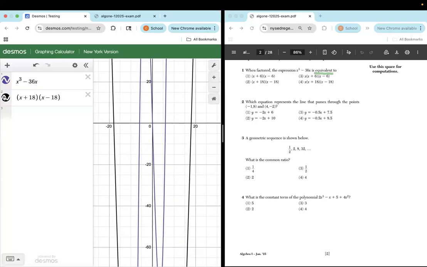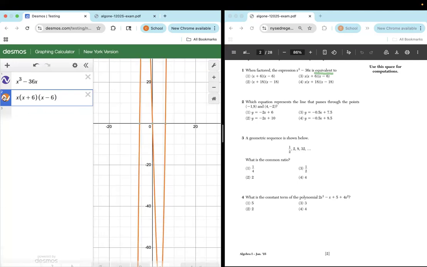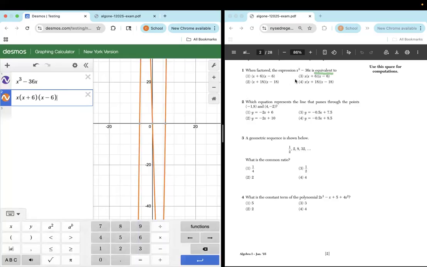Also, not the same. I'm going to use a brighter color here. Not the same. Okay, let's test out choice three. And there we can see the graphs are the same, which must mean that these two expressions are equivalent. So the answer is choice three.